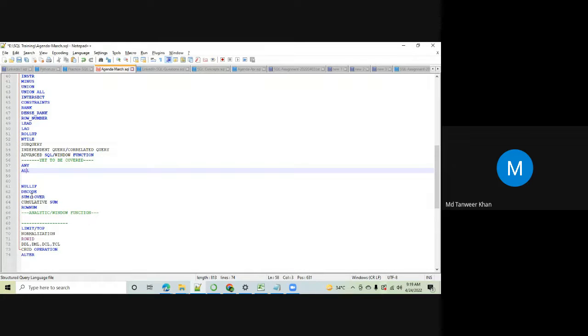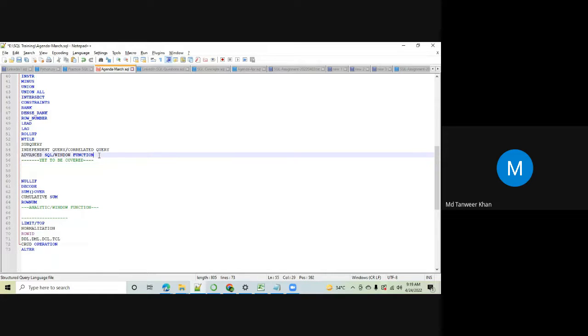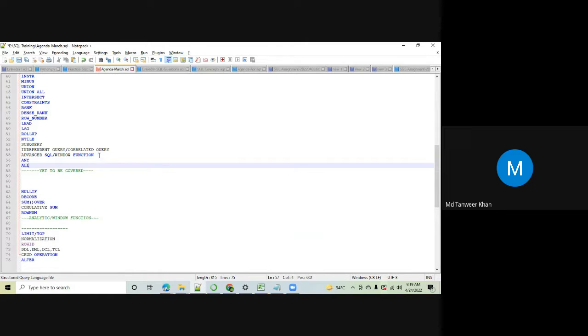Then after this, I want to explain this cumulative sum value. What is this all about? Okay, we'll see further. Oh, before cumulative sum, let me explain ROWNUM.